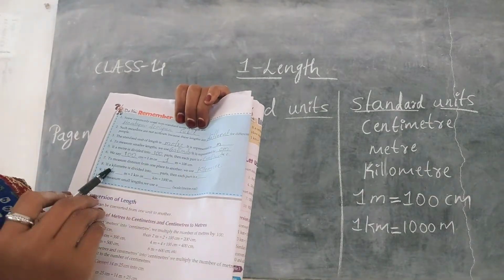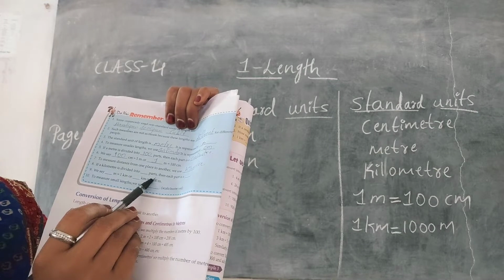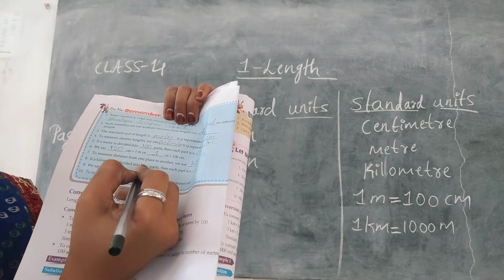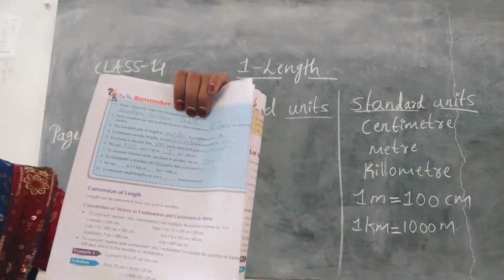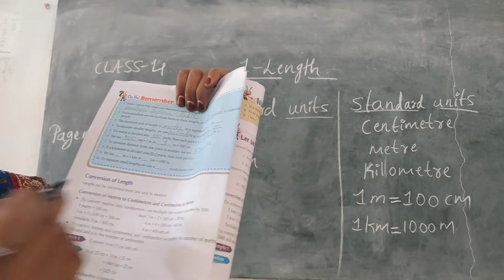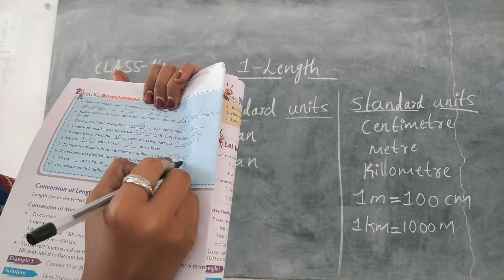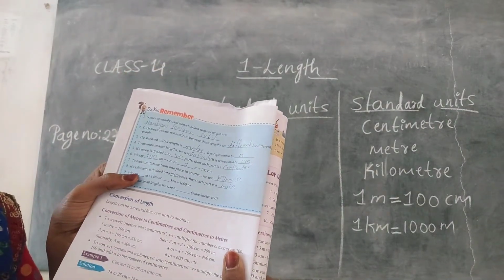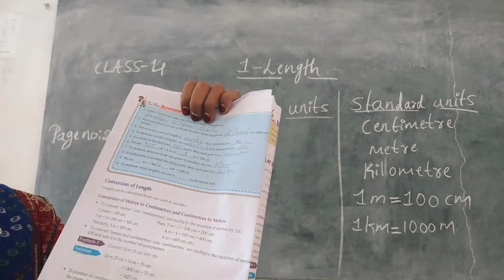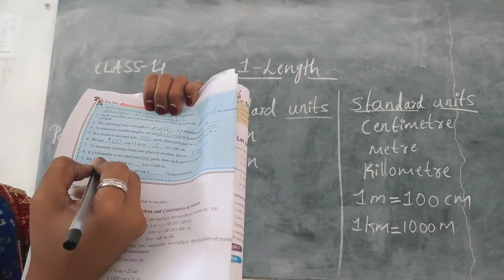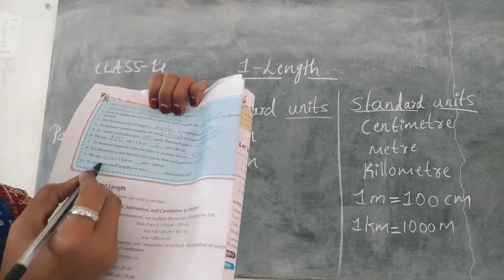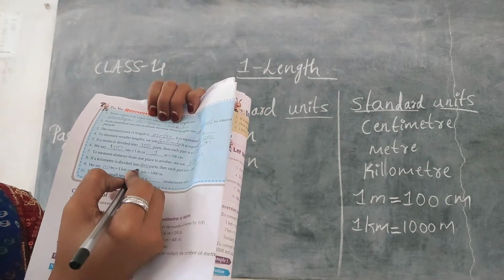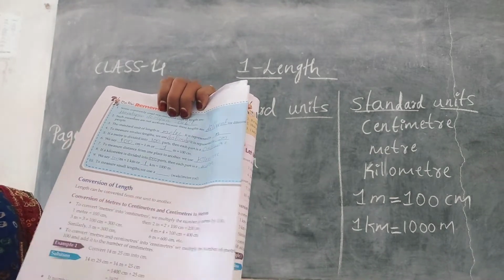Next, if a kilometer is divided into dash parts, then each part is a. If a kilometer is divided into 1000 parts, then each part is a meter. Next, we say dash meter is equal to 1 kilometer. So we say that 1000 meter is equal to 1 kilometer, or 1 kilometer is equal to 1000 meters.